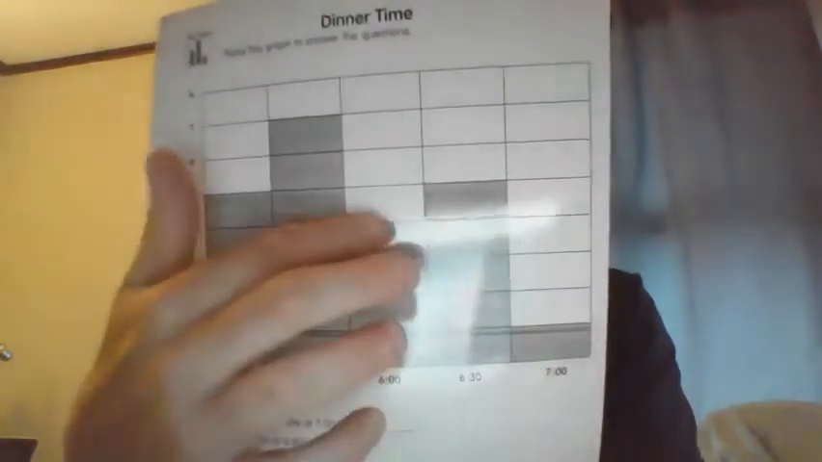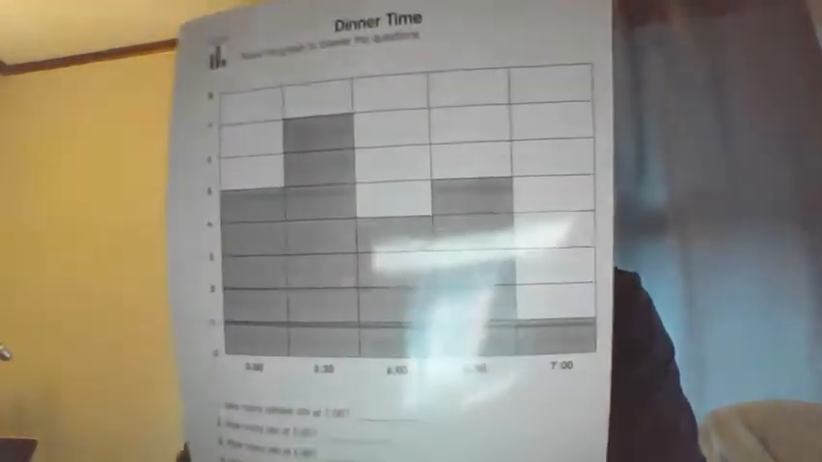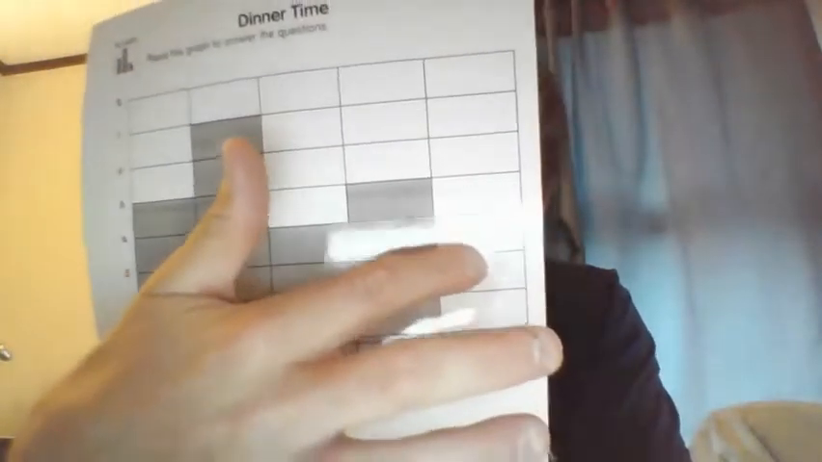Good, you would subtract 4 minus 1. Okay, so you can do it that way, or you can count the missing blocks to make it equal this. So we'd have 1, 2, 3. Good job, Reginald. So 3 more people ate at 6 o'clock than 7.